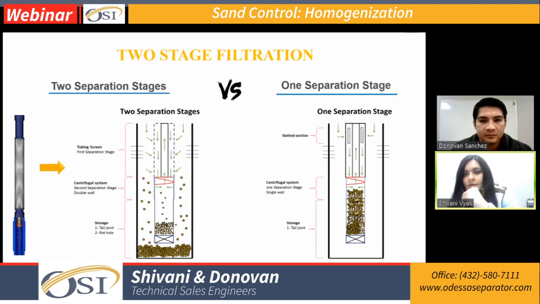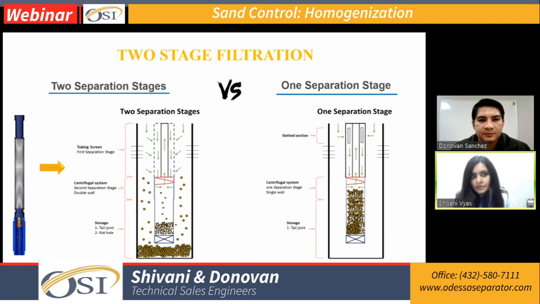Another thing that separates the two-stage filtration, if you go to the next slide, Donovan, is exactly here. On the one-stage filtration, the question is how quickly we are filling up the tailpipe, and what we know is all those pump parameters that we are increasing, that pressure drops. We are not producing just because we are filling up the tailpipe as soon as possible. And now what you have is in well intervention.